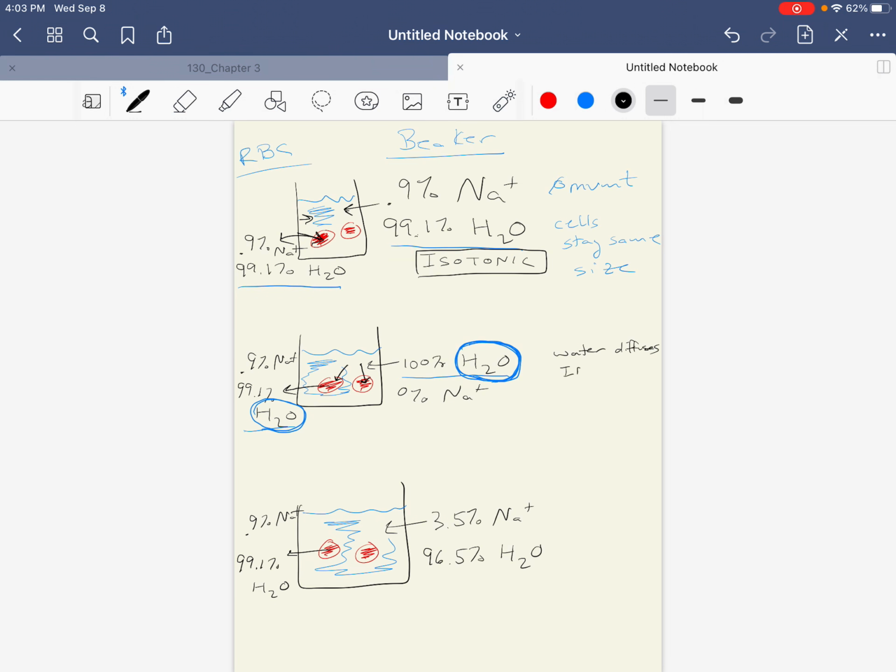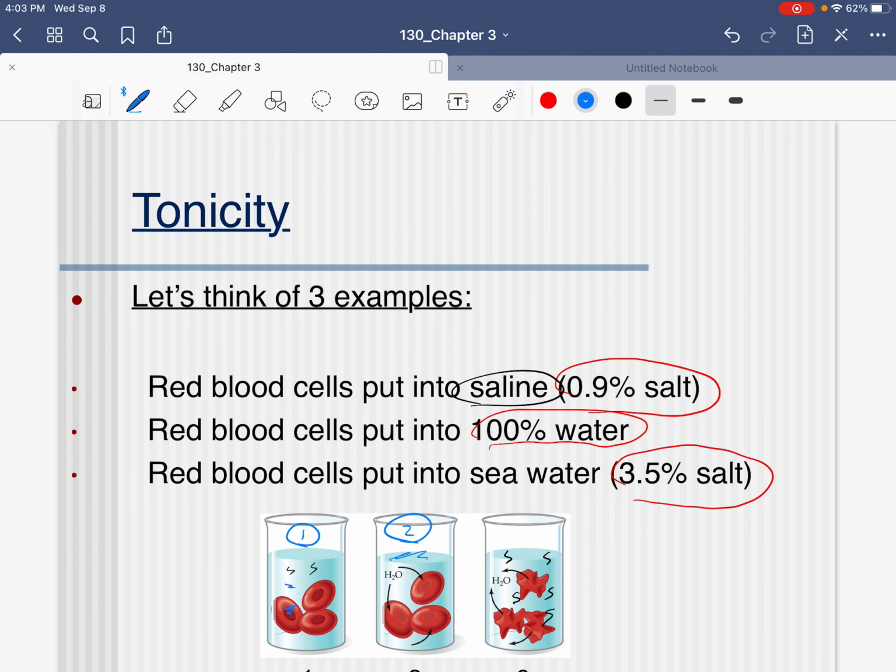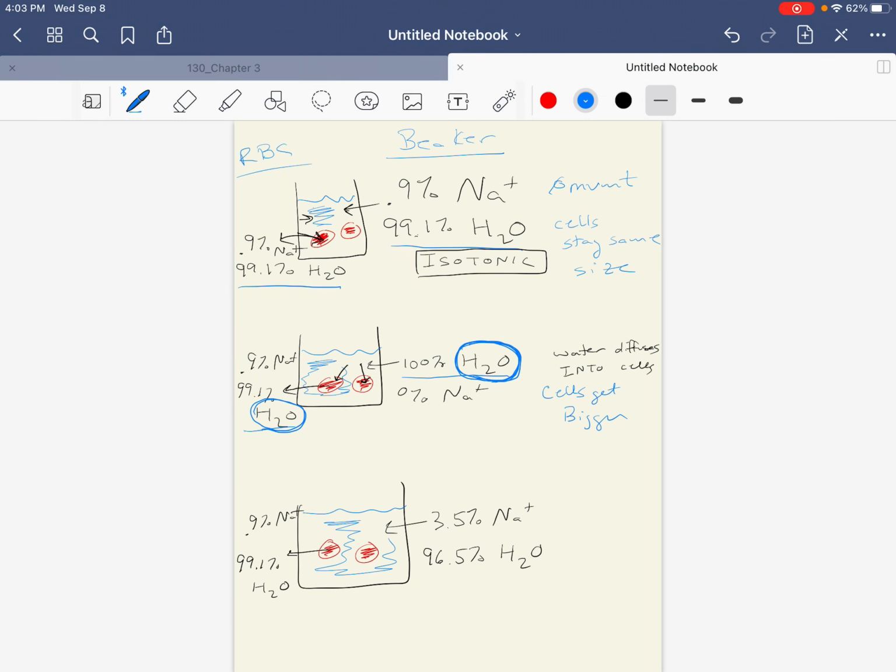Water diffuses into cells. As a result, cells get bigger. And that is what happened in this example. Water diffused into the cell and the cells get bigger. This type of solution is called a hypotonic solution.